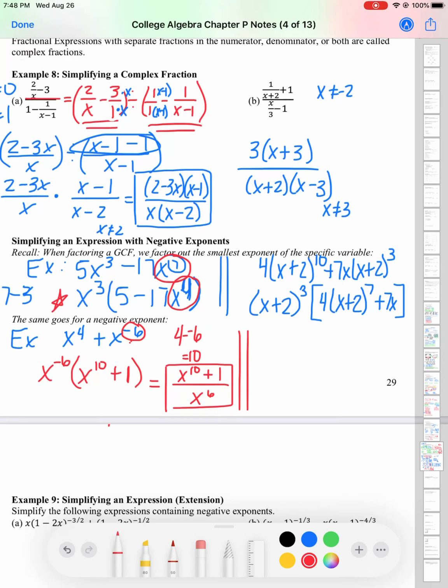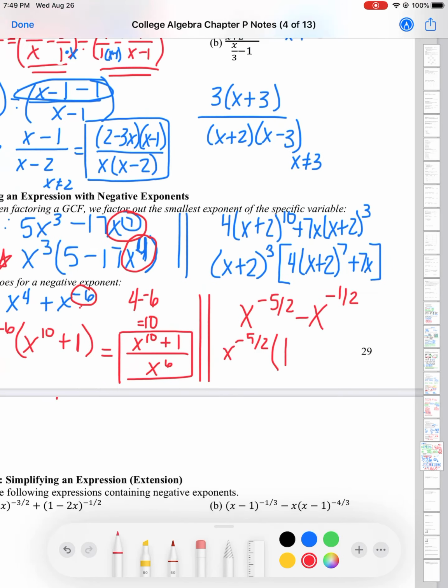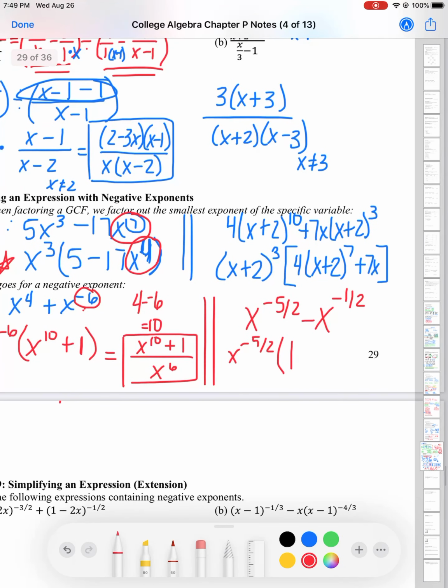This also works the same with rational exponents. So let's say I have x to the negative 5 halves minus x to the negative 1 half. Negative 5 halves is definitely my smaller exponent. So I'm going to factor out x to the negative 5 halves. And I'm left with 1 when I factor out x to the negative 5 halves out of x to the negative 5 halves.